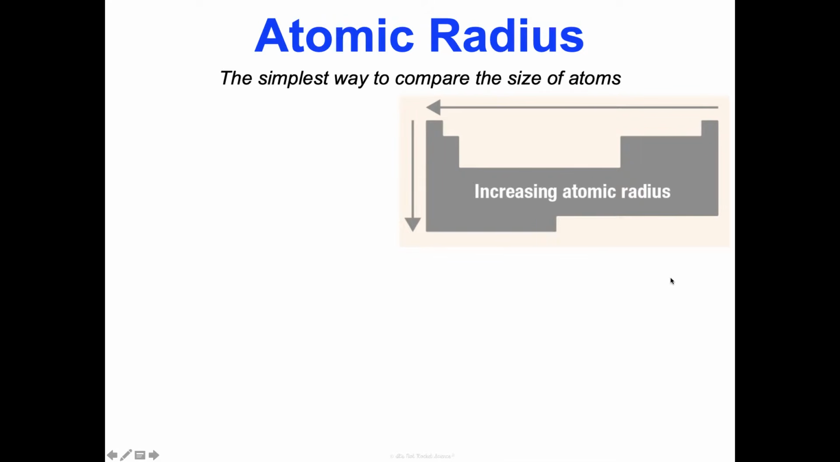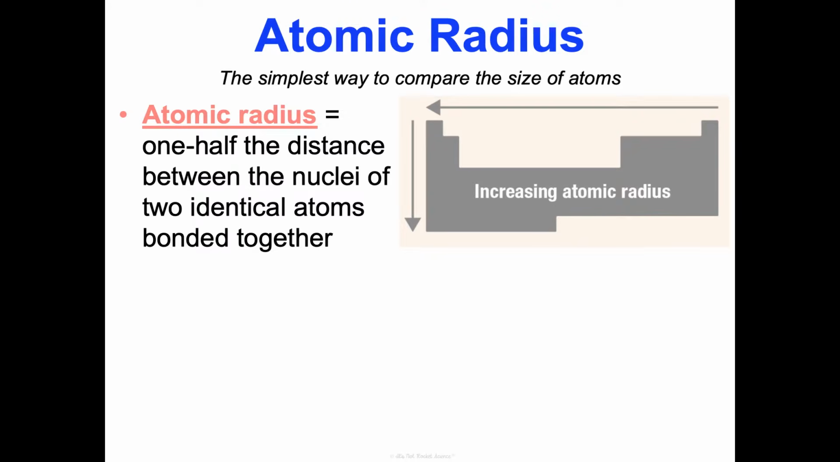So let's start here. Atomic radius is the simplest way to compare the size of an atom. It's technically the most accurate as opposed to looking at just the entire size of the atom, because the electron cloud in an atom is not really a definitive size. So looking at the radius of an atom is a bit more helpful. The atomic radius is just one half the distance between the nuclei of two identical atoms that are bonded together.